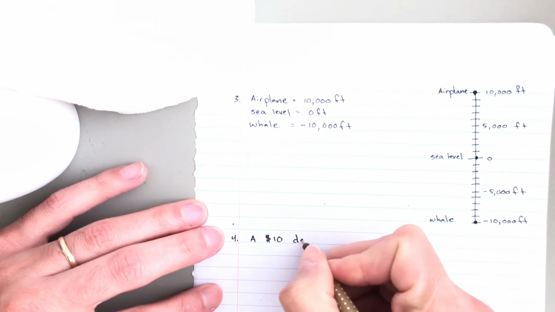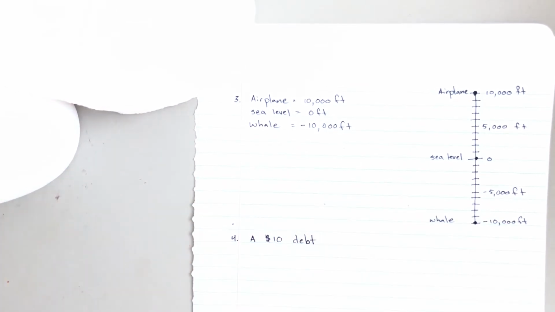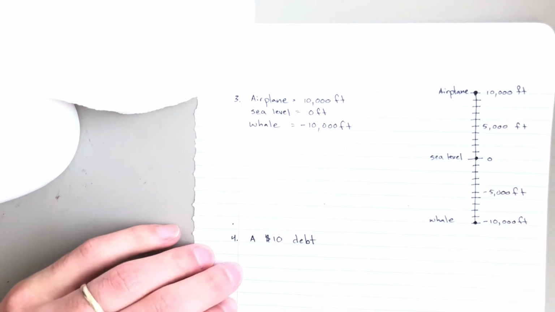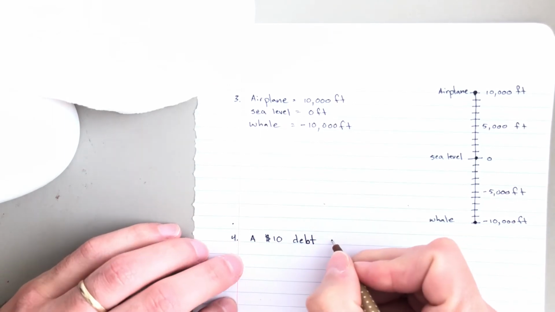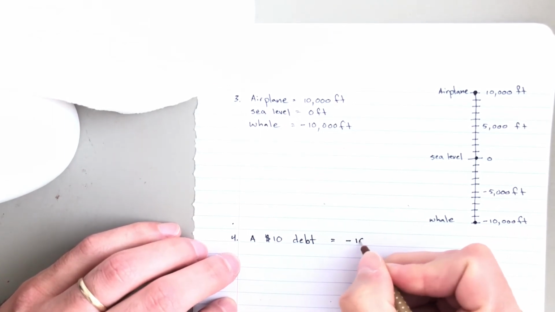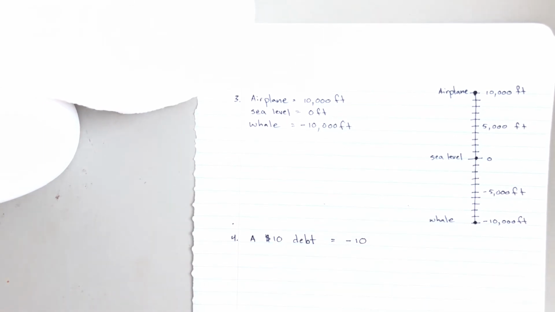$10 debt. You're going to need to know what debt means. Debt means that you owe someone, like a company, $10. So if I owe one of the Girl Scouts or Boy Scouts who are selling things $10, I would have a $10 debt. That means I owe them $10. This would be represented as negative 10 for me.